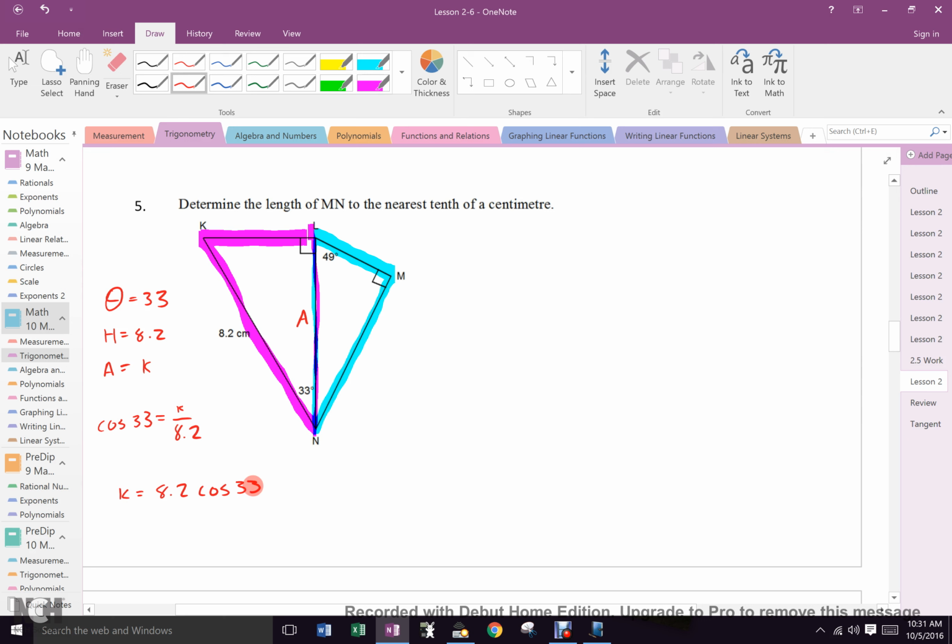Now, have I touched my calculator yet? No. Why? Why do you think I've gone to here and not touched my calculator? Because I can do that in my head, can't I? Right? I know that it's 8.2, I know cos 33, and I know that I have to multiply there, right?